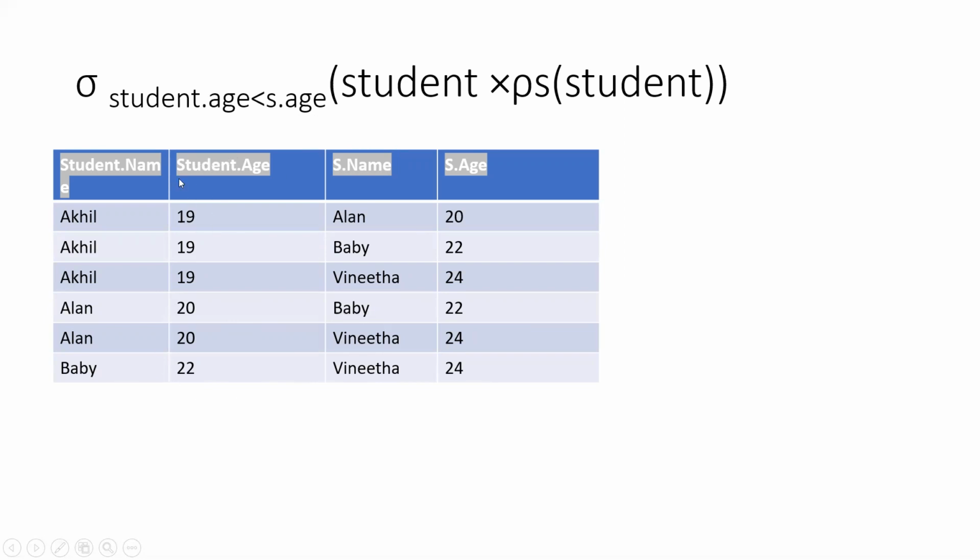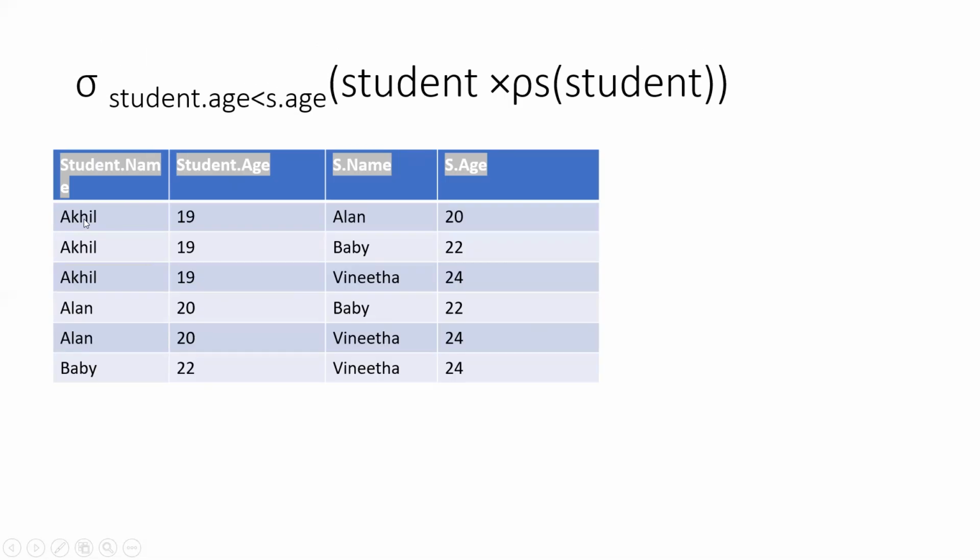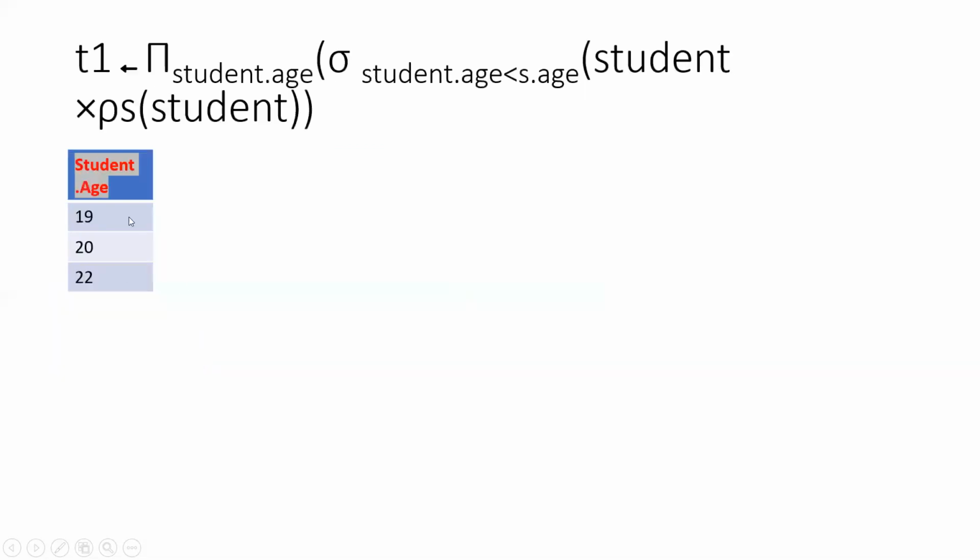Consider this student.age. Actually, in the student.age, our maximum age is absent. So we take the projection of student.age. Now we got three ages: 19, 20, and 22.